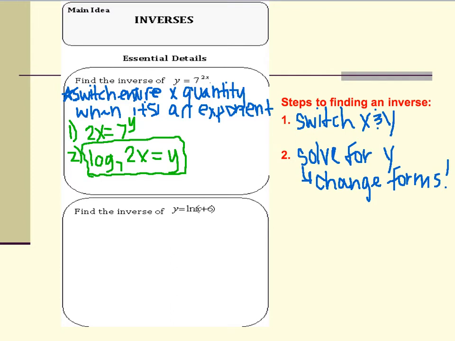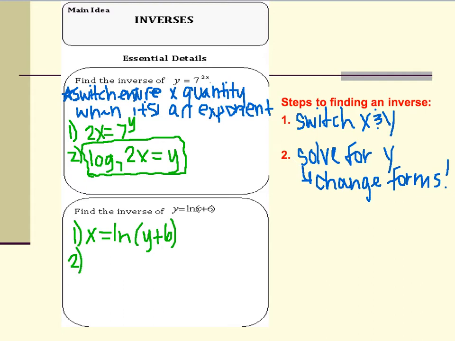Next here, find the inverse of y equals the natural log of x plus 6. So first of all, let's switch our x and our y. So instead of x or y, I'm going to put x equals the natural log of y plus 6. So I did my first step, I switched it. Now my second step, to solve for y, I'm going to have to change forms.